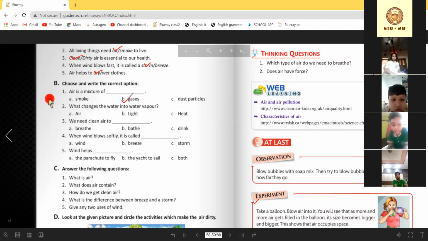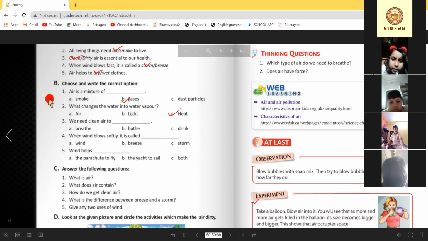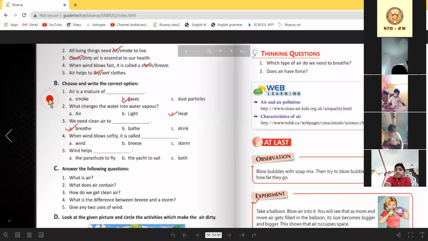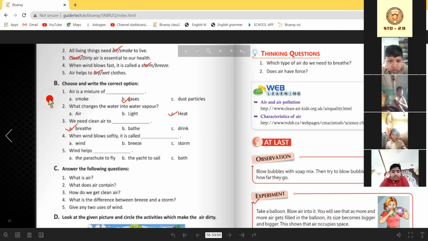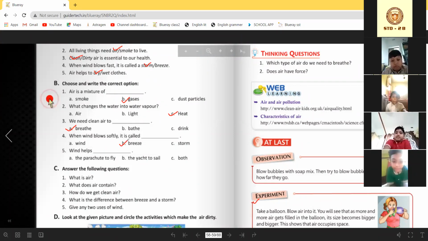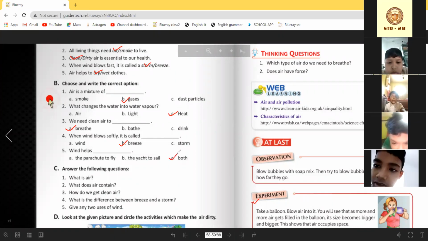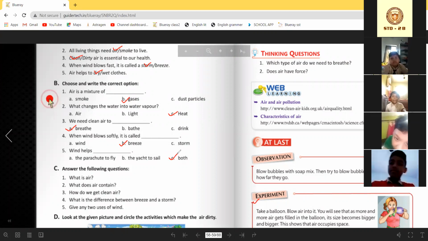Question number 2. What changes the water into water vapor? Air, light, heat. Okay. Question number 3. We need clean air to breathe, bath or drink. Breathe, ma'am. Okay. Breathe. Very good. Question number 4. When wind blows softly, it is called? Breeze. Okay, very good. Question number 5. Wind helps parachutes to fly, birds to sail, boat. Very good. Boat. Okay.